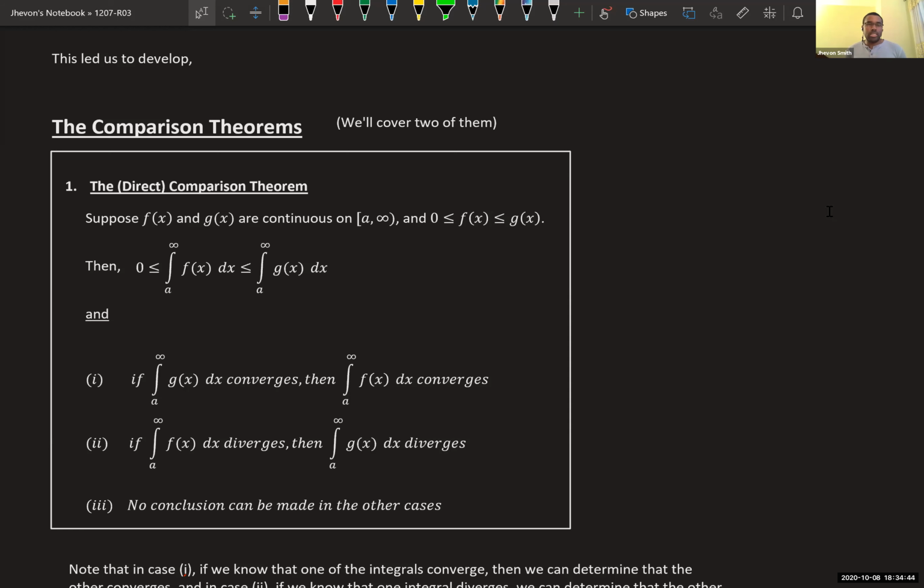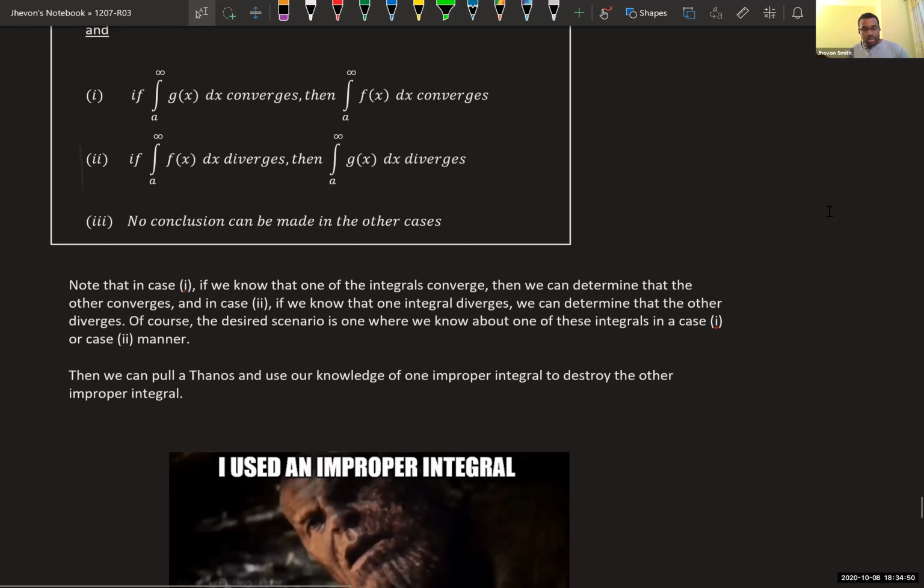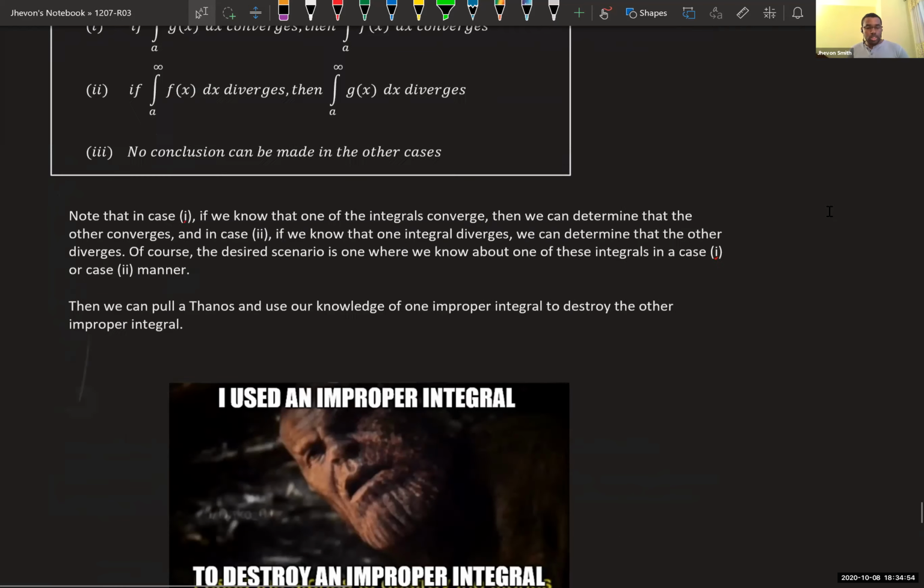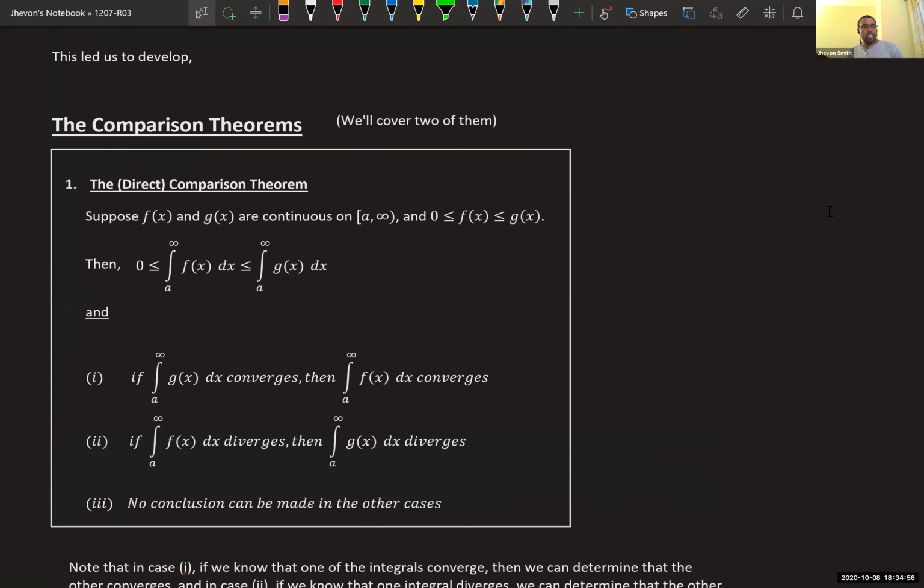If you're using the direct comparison theorem, they just call that the comparison theorem. They leave out the direct. If you're using the other comparison theorem, you're going to get the limit comparison theorem. So there are two comparison theorems. Okay, so there's the direct comparison theorem, and then there's the limit comparison theorem.